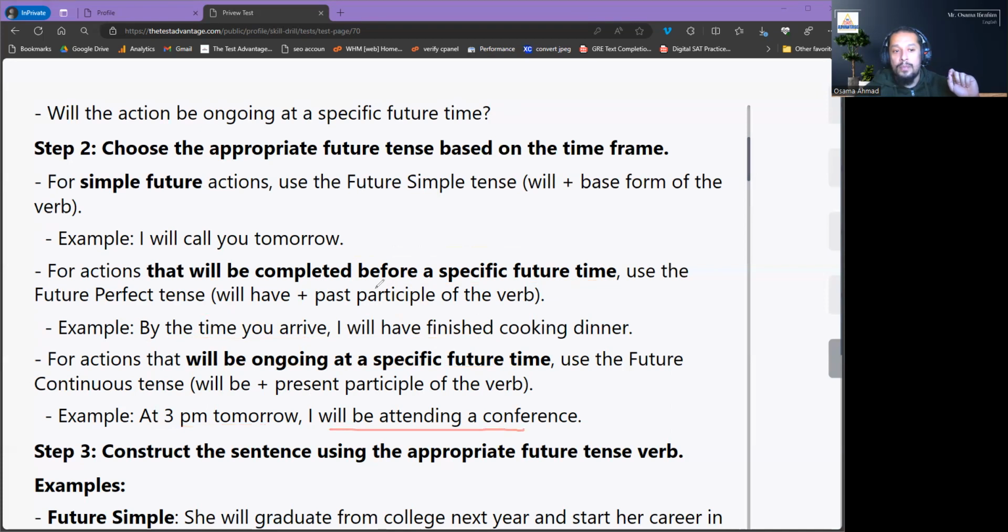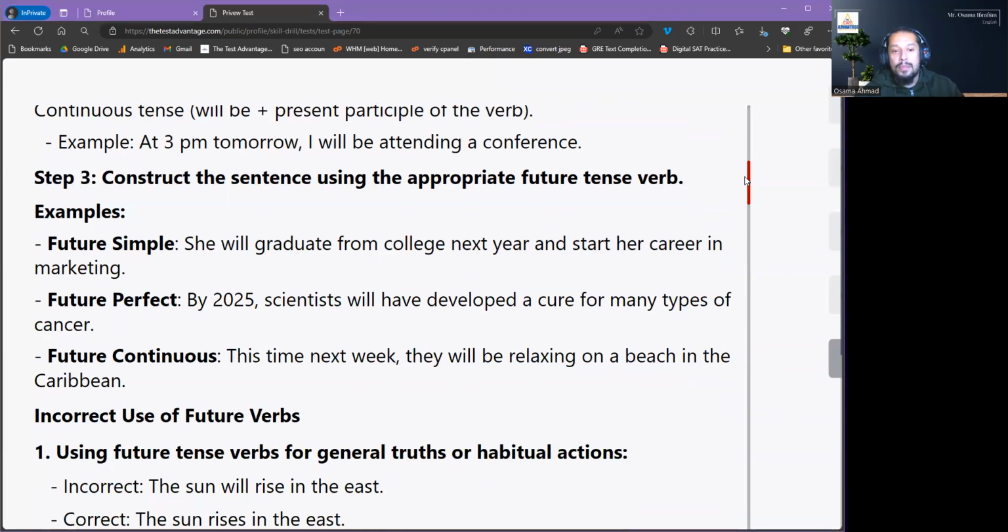So notice here, we have no specific time, okay? Notice here, we're talking about before a time. And notice here, the will be, so I will be attending, it's at a specific time. So keep these points in mind when you're talking about future tense. And then step three, we construct the sentence or we choose a correct answer.